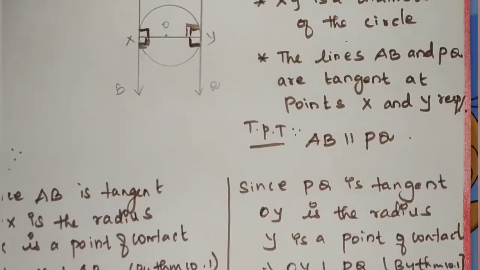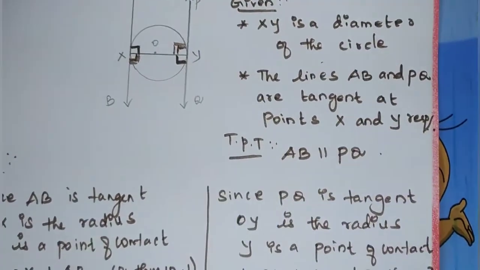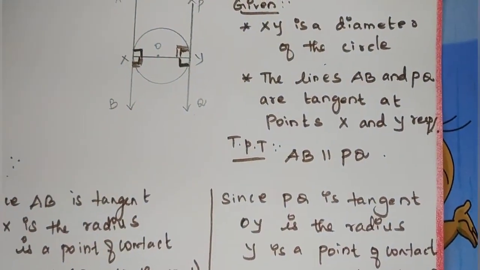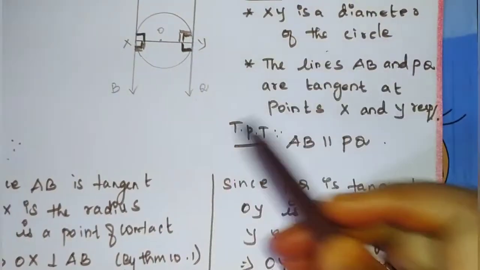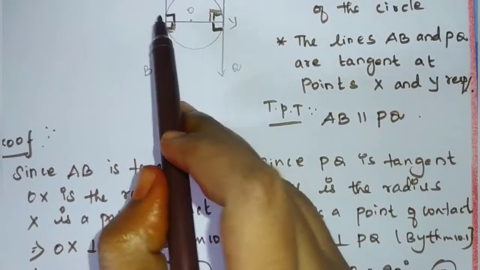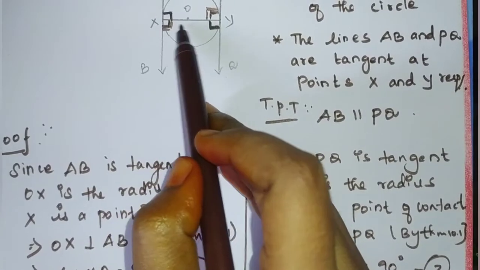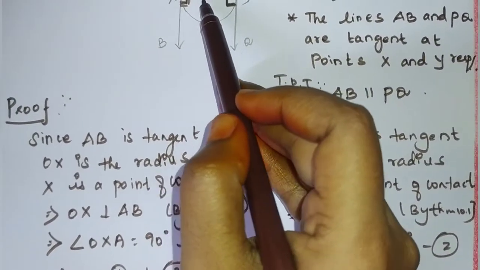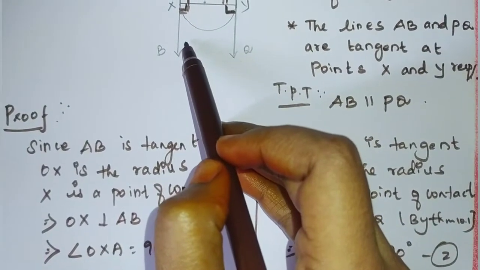Clear, children? So this is the diameter, and AB and PQ are the tangents at points X and Y. We have to prove that AB is parallel to PQ. First I have taken this one. Since AB is a tangent, OX is the radius and X is the point of contact, by theorem 10.1 we can tell that OX will be perpendicular to AB.